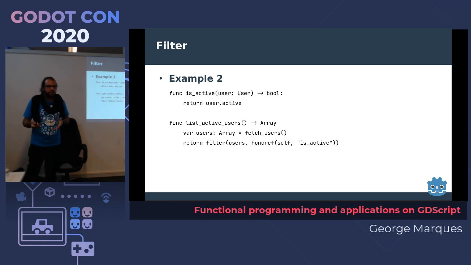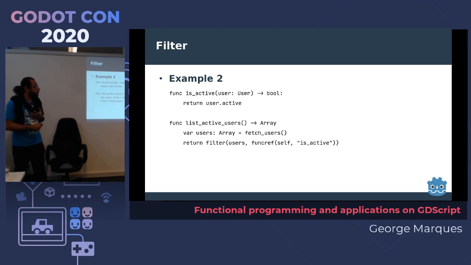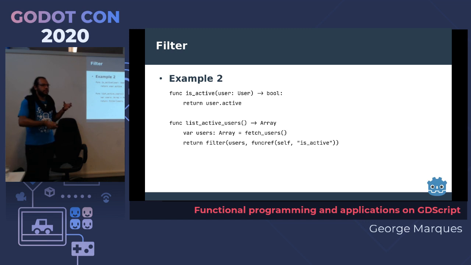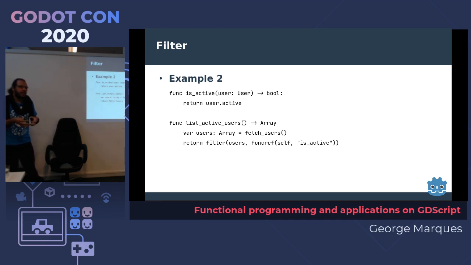So it's a way to essentially filter the array for only the values that you want. For example, you can have a function that sees if a user is active. Then for the array of users, you can get only the active users. So I have all the users here, but which of them are active? Just call this, and you have all the active users.